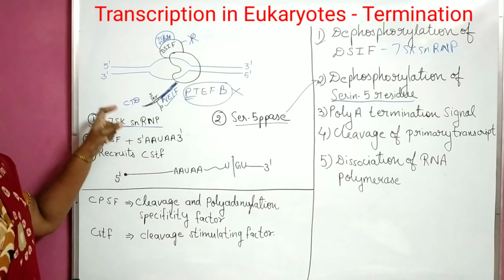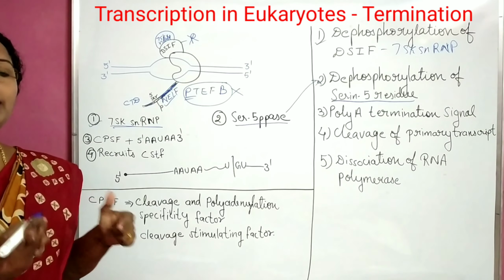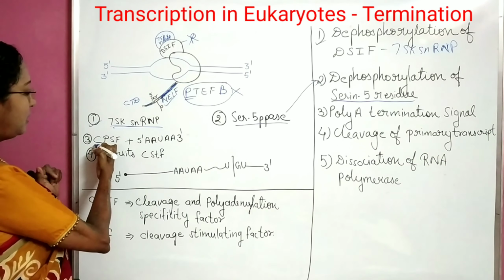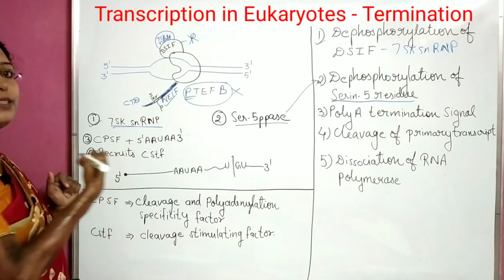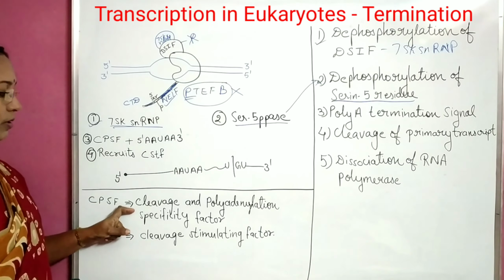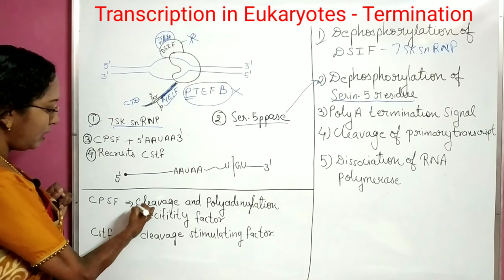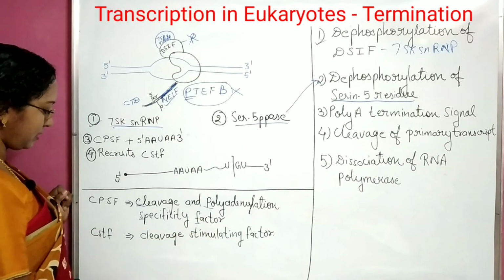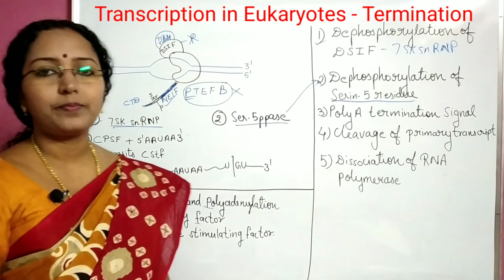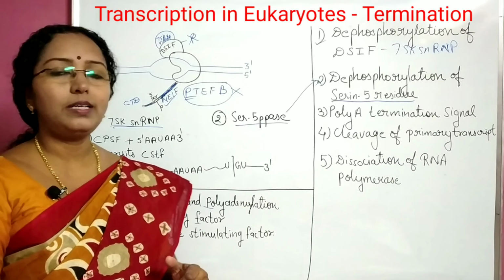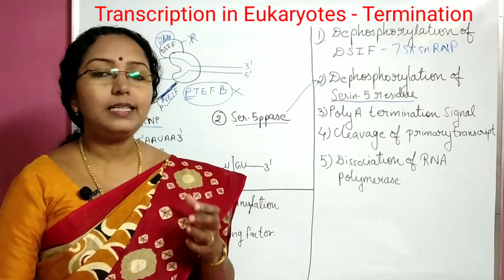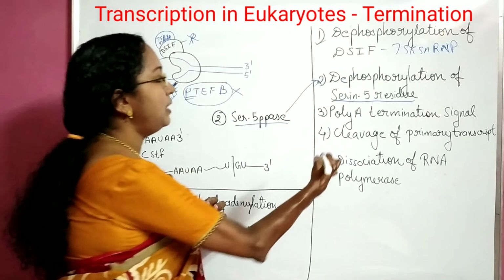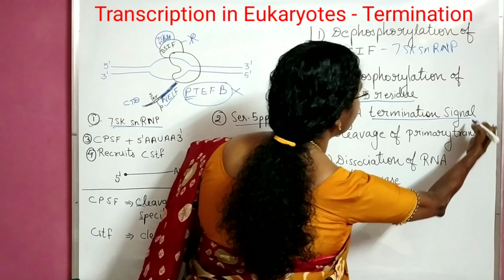Now when the serine 5 gets dephosphorylated, what happens? Another set of proteins, CPSF, gets activated. CPSF stands for cleavage and polyadenylation specificity factor. Now this CPSF will not get activated all of a sudden. It gets activated when a termination signal is reached.